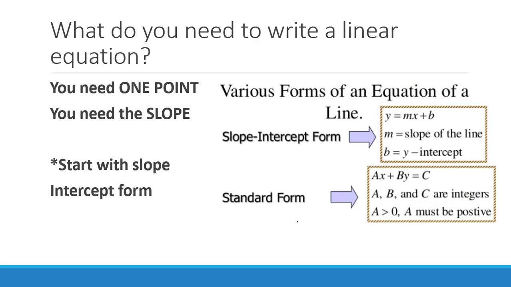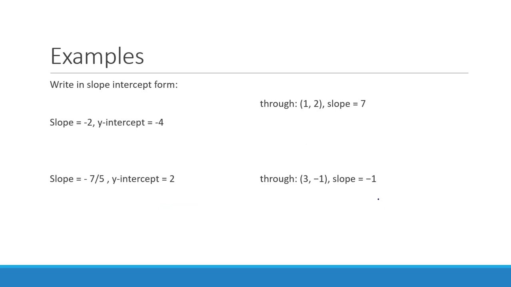So what do you need to write a linear equation? You need two things. You need at least 1 point and you need the slope. Once you have 1 point and the slope, then you can write the equation of a line. My suggestion is to always start with slope-intercept form, and then if you need to, you can work your way to standard form, which I'll show you an example of in just a minute.